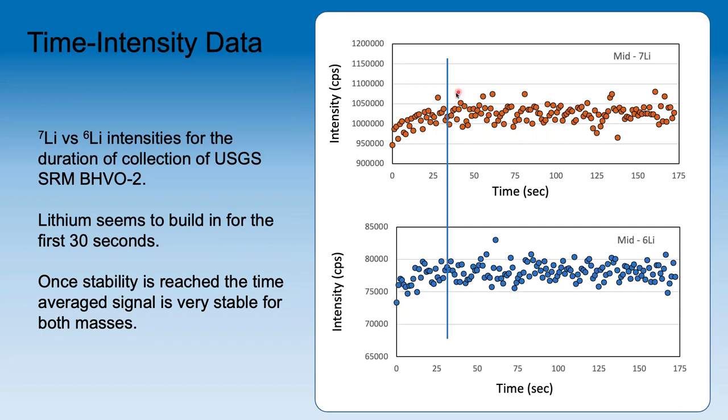Even when we're looking at the beginning, we see mass 6 and mass 7 rising together. That's important, and I'll show you why in a second. So for the first 30 seconds, we have this build in and then stability is reached. It stays quite stable for both masses as long as you're counting. It's not like it trailed off out at 175 seconds.